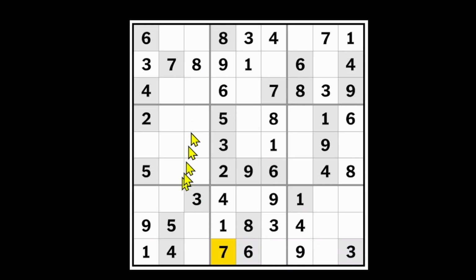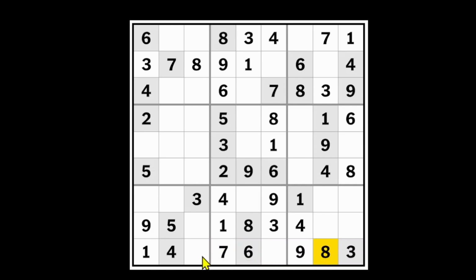The 8 here puts an 8 in one of these two cells, right? So that's a ghost 8. We also have this 8. Now, where can we put an 8 in the bottom row? It can only go here.